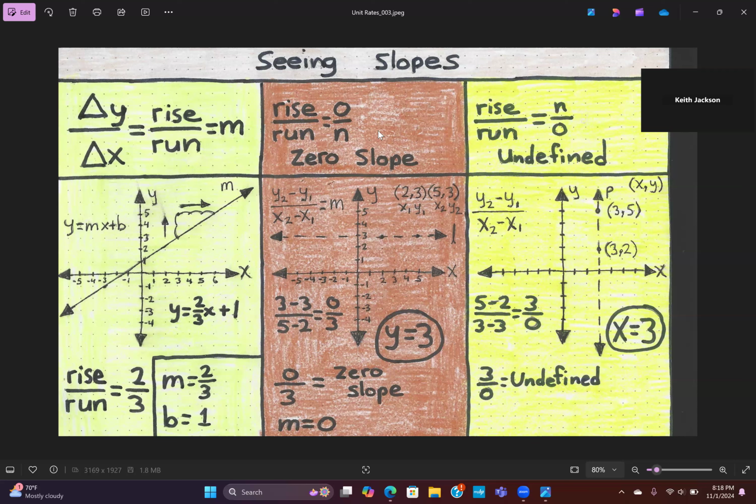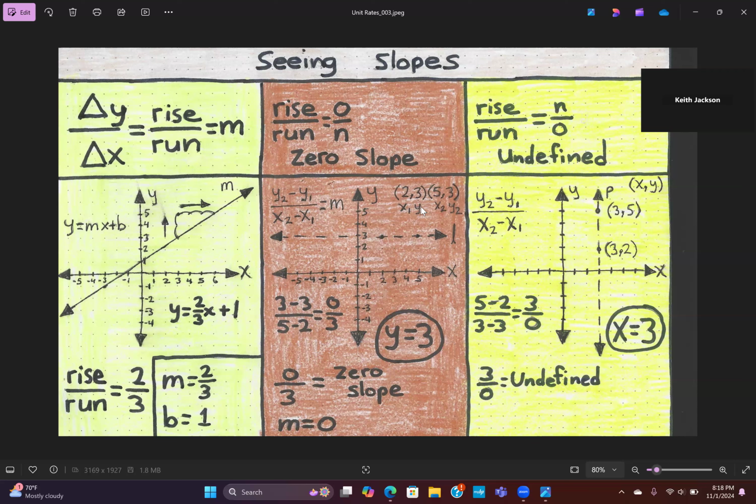Now let's take a look at what a zero slope may look like. And here's what it might look like. You will see that there will be a 0 in the numerator, okay? And here's why that will happen. When there is a 0 in the numerator, you will just simply have a flat horizontal line, just like you see here, and let's prove it to you.